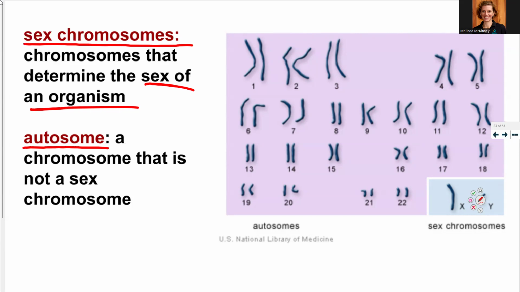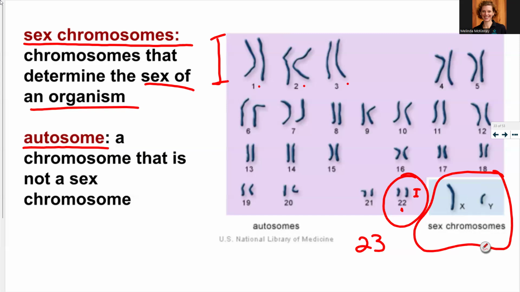So in the case of humans, we have 23 pairs of chromosomes. 22 of them, so 1, 2, 3, all the way to 22 down here, are organized by size. So the biggest ones are the ones that start up here as number 1, and then the ones that are number 22 are going to be the smallest ones that have the shortest sequence of DNA. So 22 pairs of autosomes, and then we have the sex chromosomes. So the sex chromosomes are going to be the X chromosome and the Y chromosome.